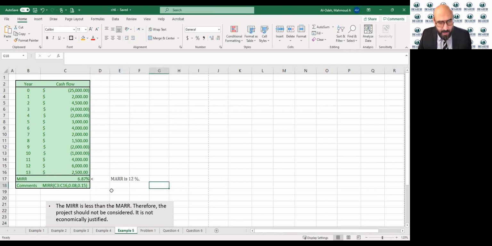Because it has a lower MIRR, which is basically saying, okay, it's better for you to invest your money at a 12% interest rate. That would be easier for you.